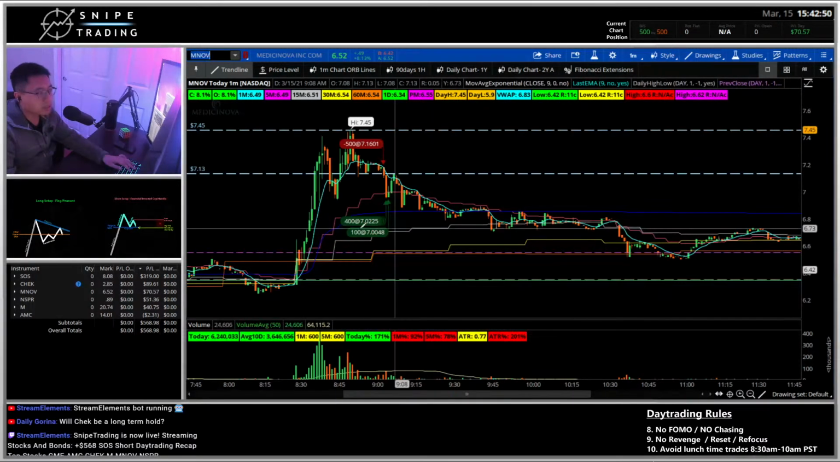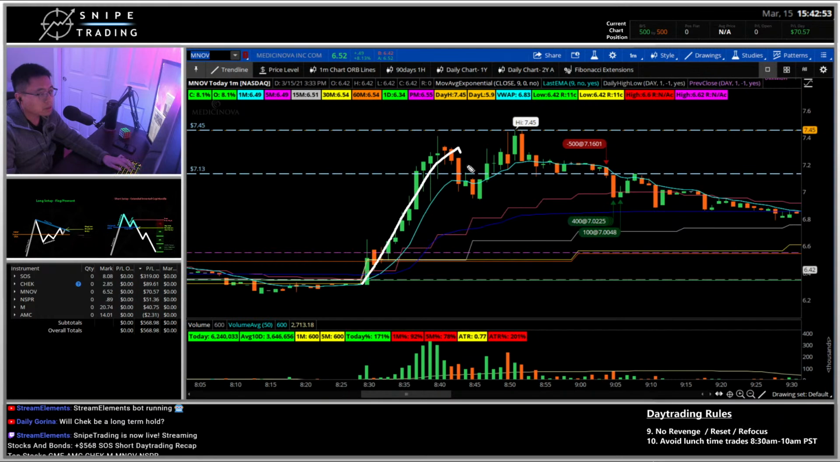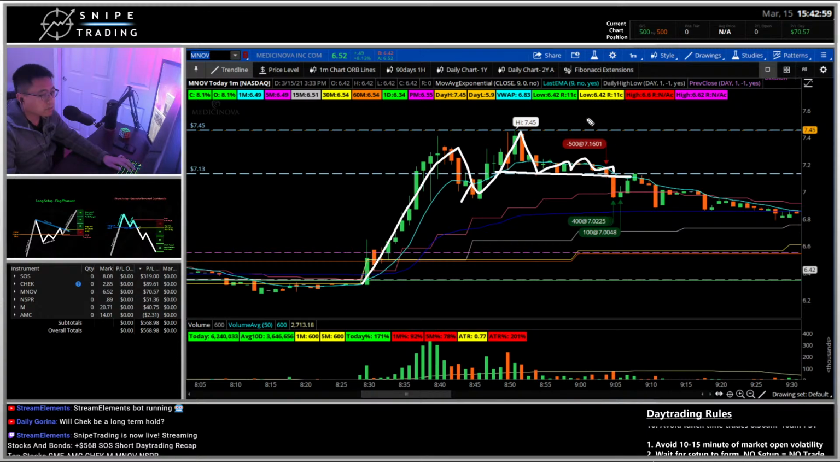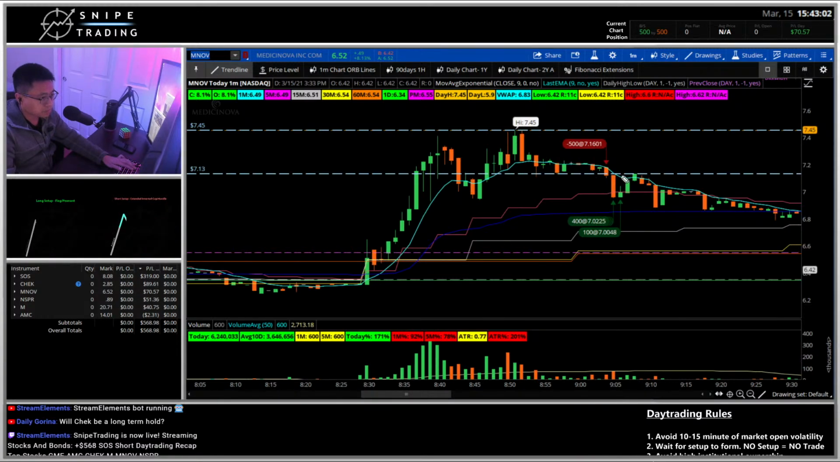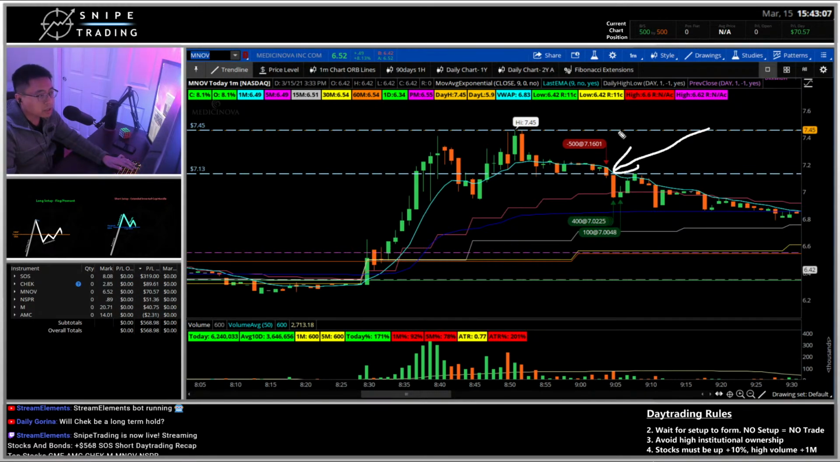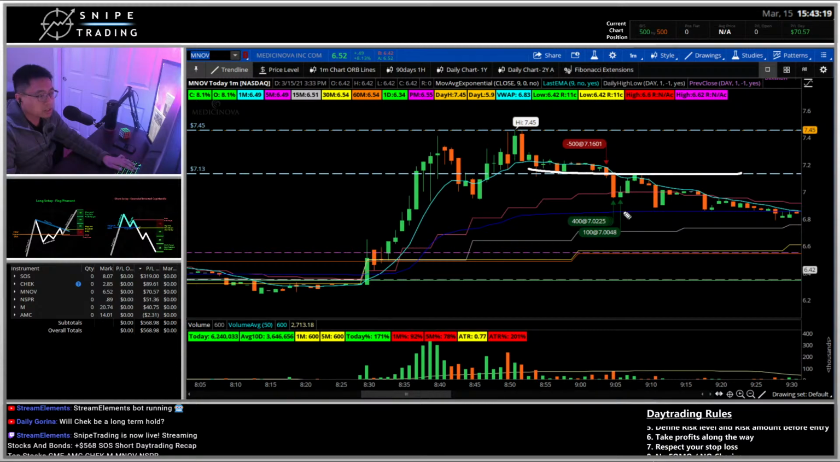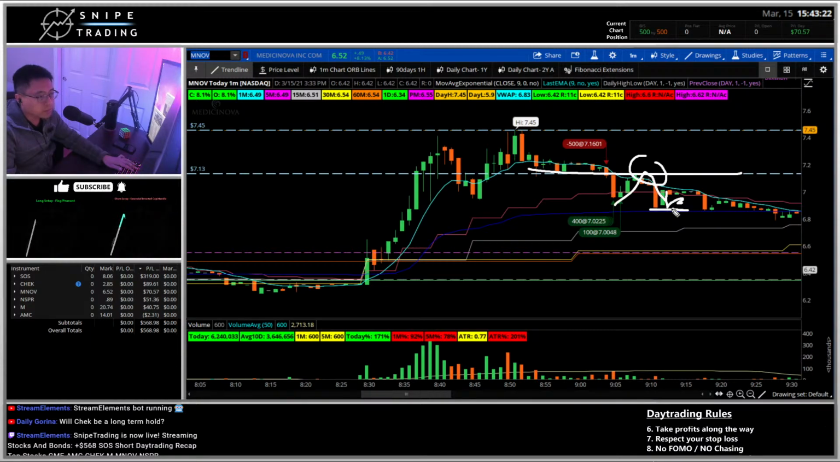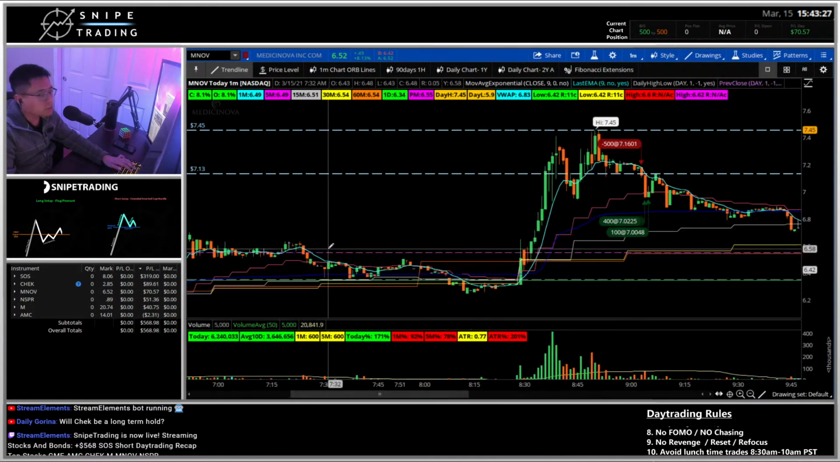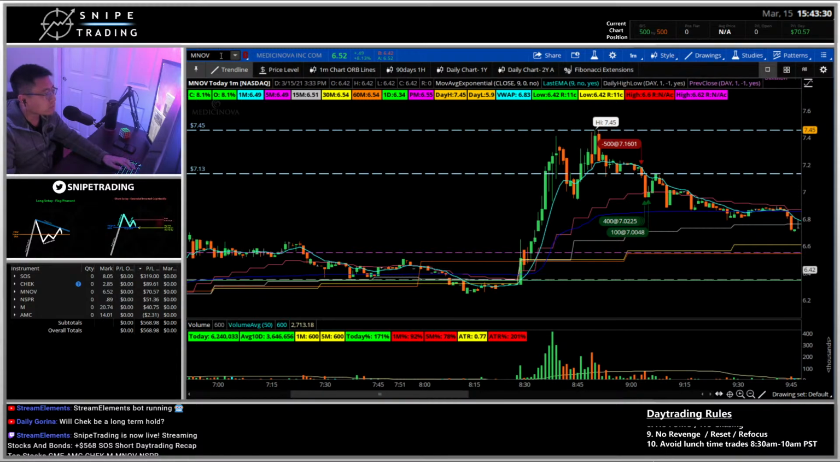So MNOV, extension. You can see extension, consolidation, pretty much an inverted cup, inverted handle, and then break of that cup line, which was 713. Shorted on pretty much 716 there, and then covered on the 5-minute trend, and pretty much took it off there. There was a chance to re-add on this pop here for the VWAP test. That was just a quick $70 there on MNOV.